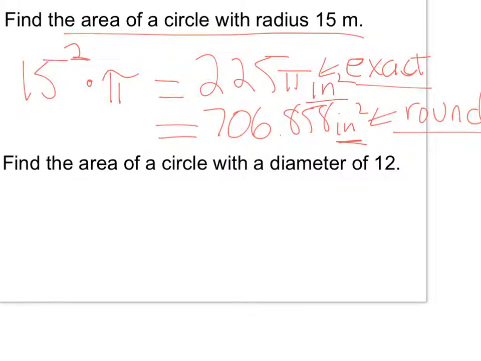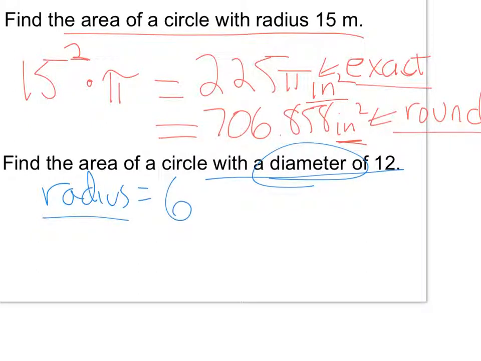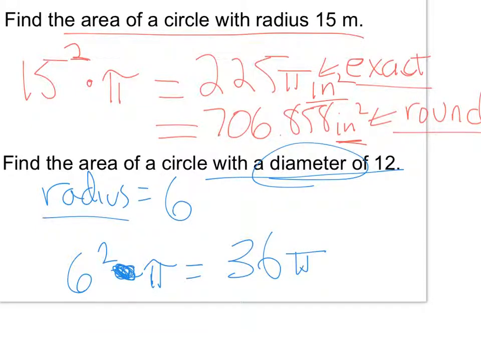So if I look at number 2, find the area of a circle with a diameter of 12 feet. Now, diameter is not what I'm looking for. I need the radius. But remember, the radius is just half the diameter, so the radius is just 6. So that means I'm going to take 6 squared times pi. That's a times pi, not equals pi. So that's going to be 36 pi units squared. Okay, that's going to be the exact answer.